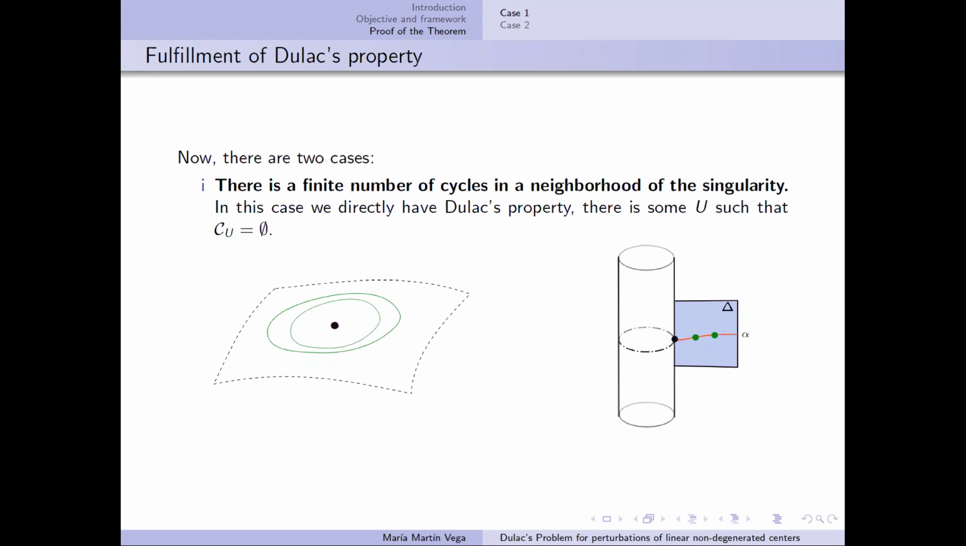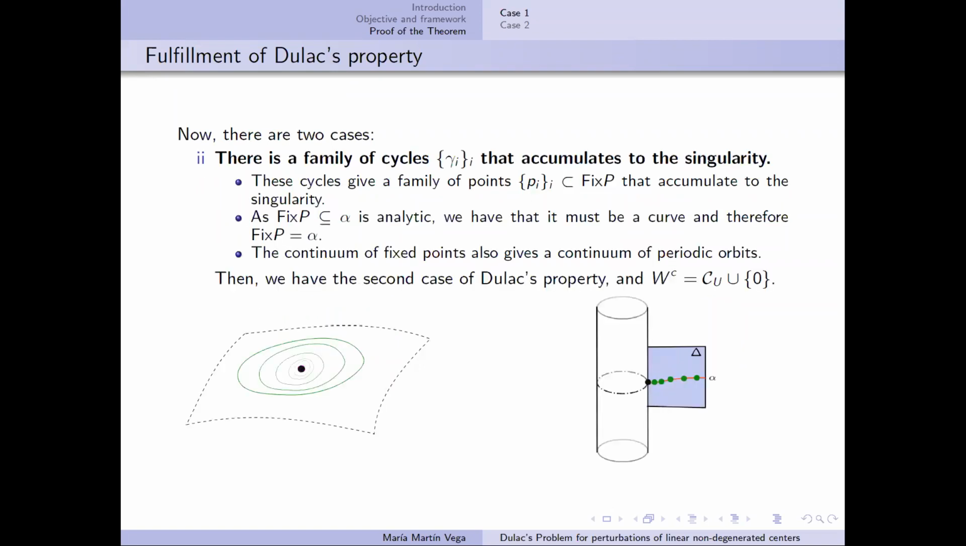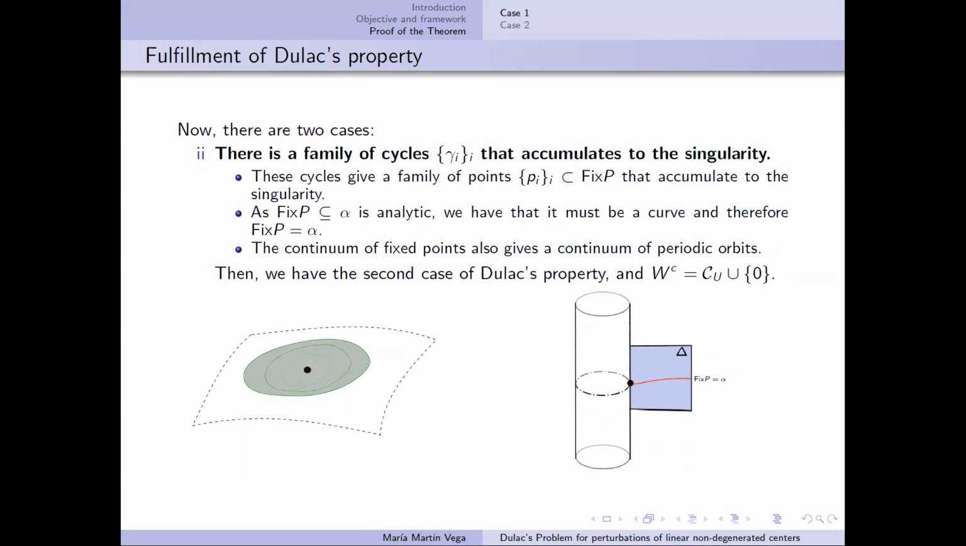Now we have two cases. First, if we have a finite number of cycles around the singularity, we trivially have Dulac's property. Consider a neighborhood small enough such that it is not containing any of these cycles. But if we have an infinite family accumulating to the singularity, that means that the singularity is in the closure of this family. These cycles are defining an infinite family of fixed points of the Poincaré map. As this is analytic and it contains an infinite family, this means that the set of fixed points is just the whole curve where this set is contained. And using again the bijection of fixed points and cycles, we find that the whole surface is full of cycles. And in particular, we find that Dulac's property is true, in the second assertion of Dulac's property with just one surface, that is the center manifold.